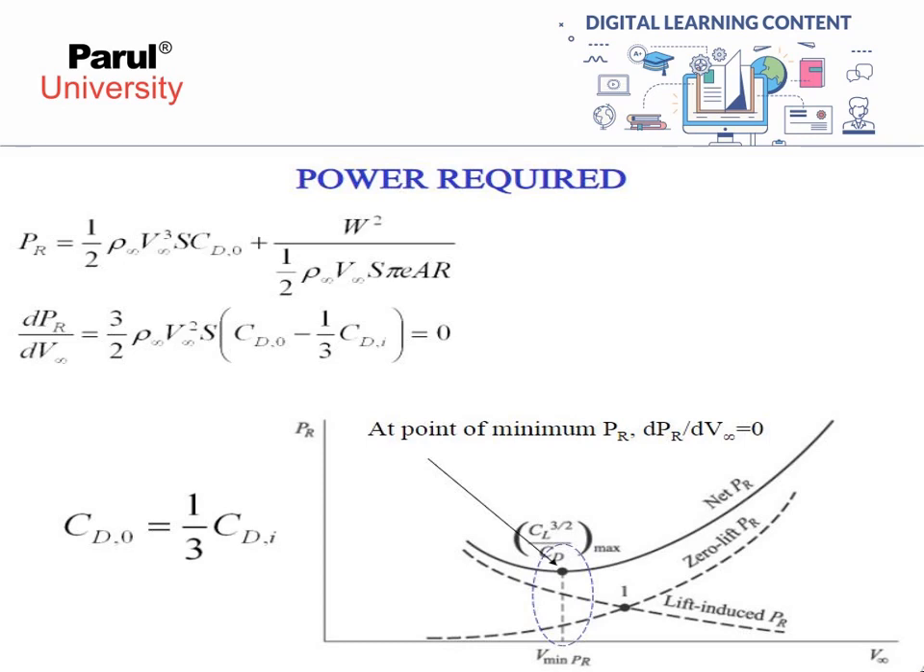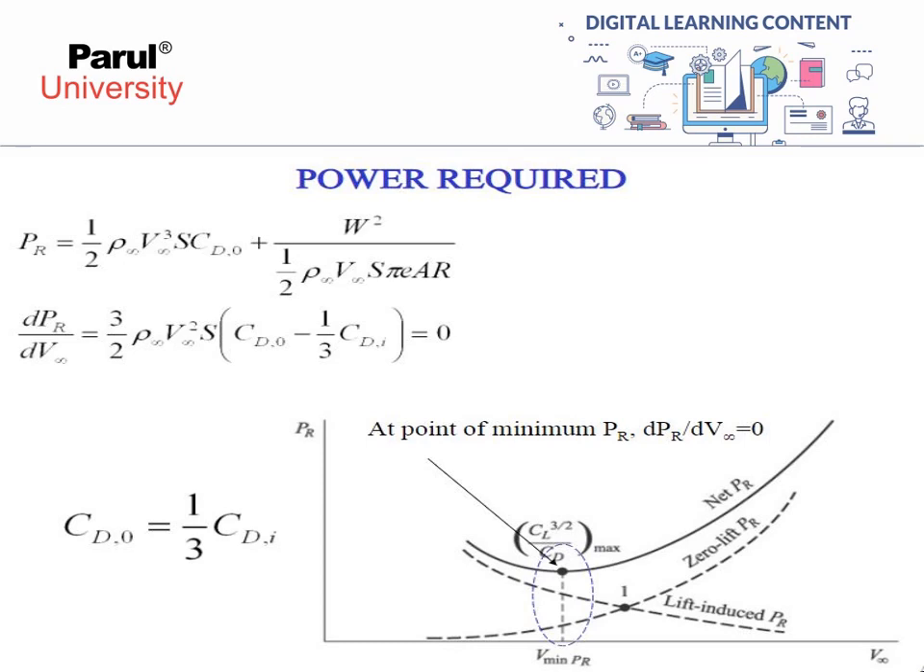After differentiating, we get the result 3 by 2 rho V infinity square into S in bracket CD naught minus 1 upon 3 CDI is equal to 0. Then after solving this equation, we get CD naught equal to 1 upon 3 CDI. This is the aerodynamic condition for minimum power required. At the point of minimum power required, dPR upon dV infinity is equal to 0, right?